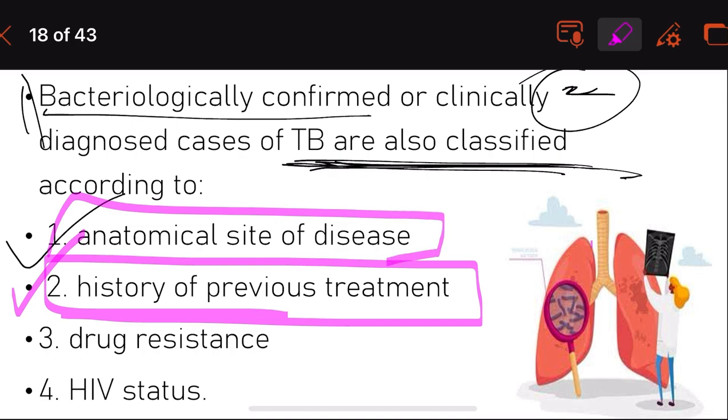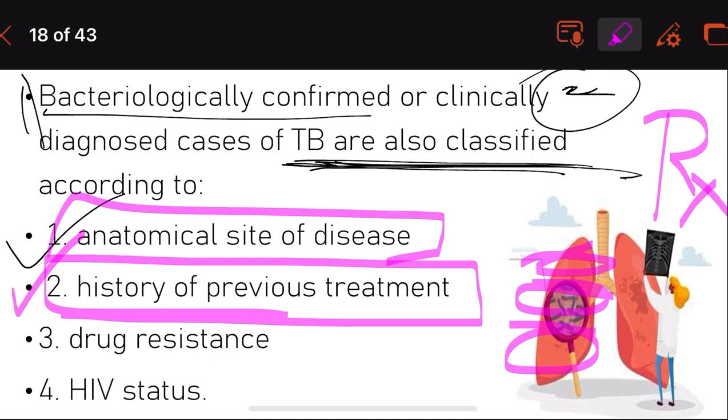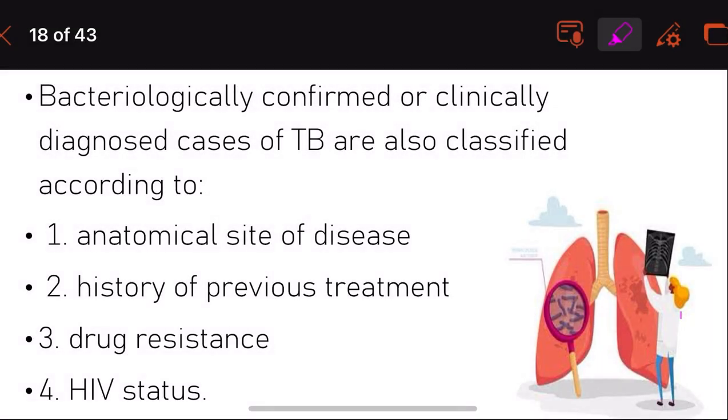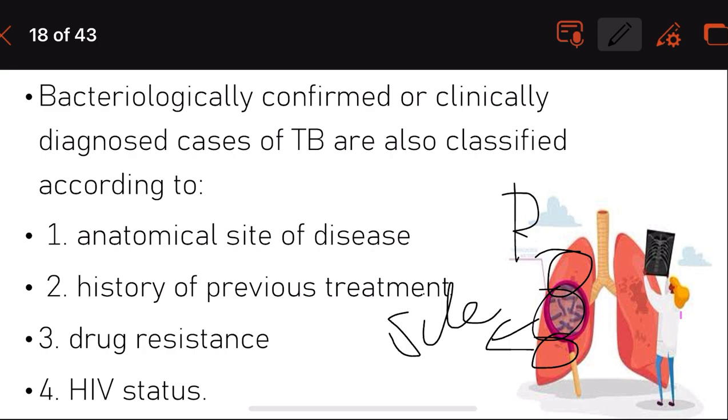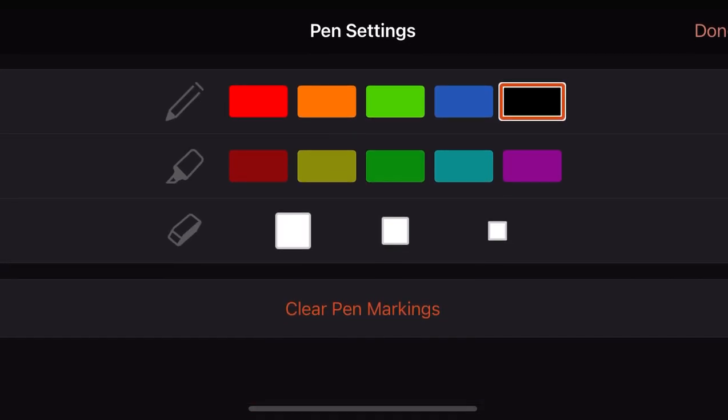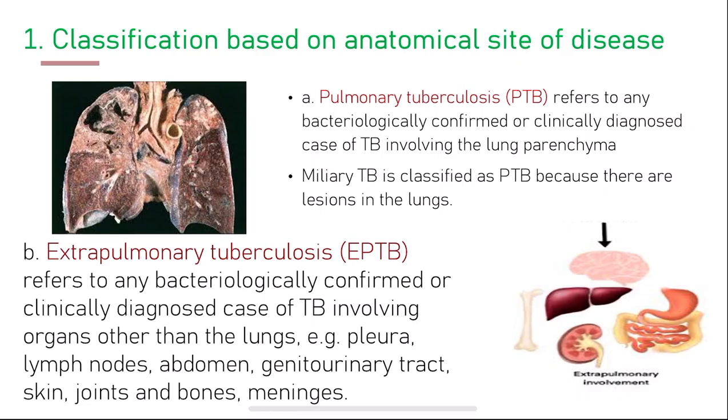The anatomical site of TB, the history of previous treatment, the drug resistance, and the HIV status. Is it clear? Four things. Based upon the anatomical site, just remember the lungs. Second, based upon the treatment, HIV status and drug resistance. Soon after treatment, you can remember drugs, and in drugs you have to remember the drug resistant classification. Let us begin with classification based upon the anatomical site.